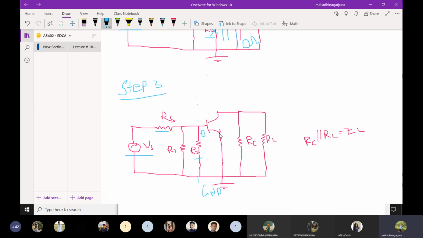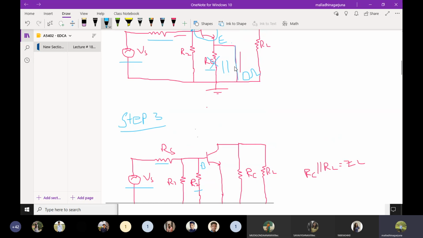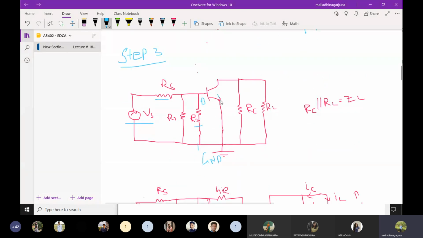Why? Because the RE resistor is parallel to the capacitor, and that capacitor is replaced by a short circuit. A short circuit is nothing but an impedance value of 0. RE parallel to 0 is 0. So the emitter is directly connected to the ground.